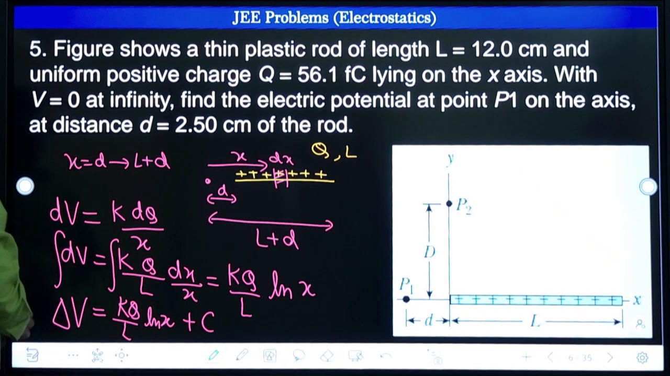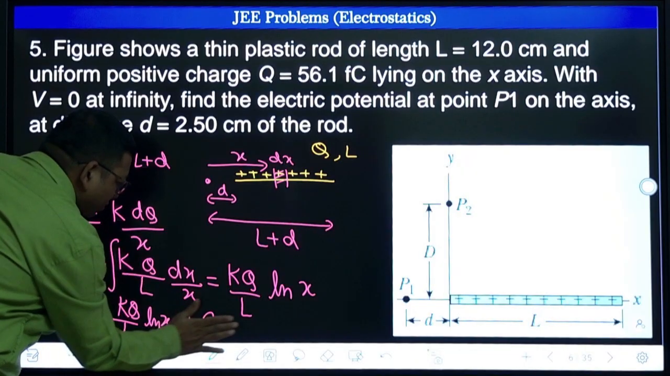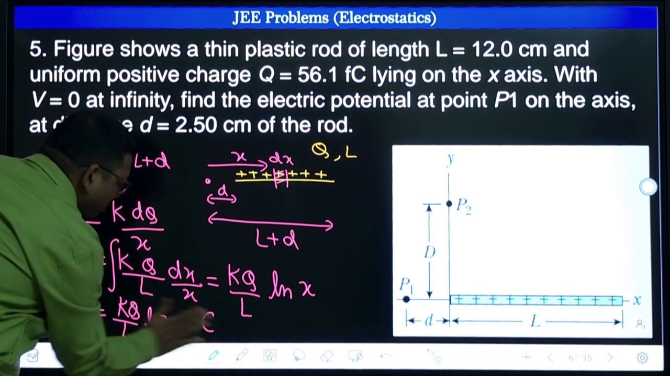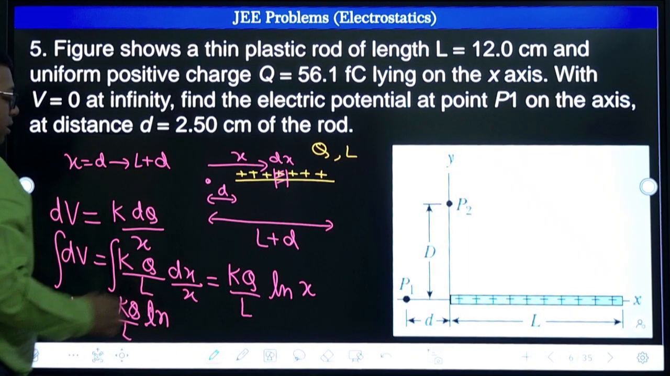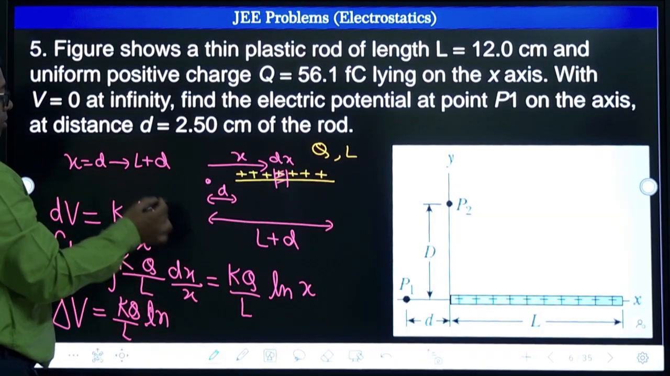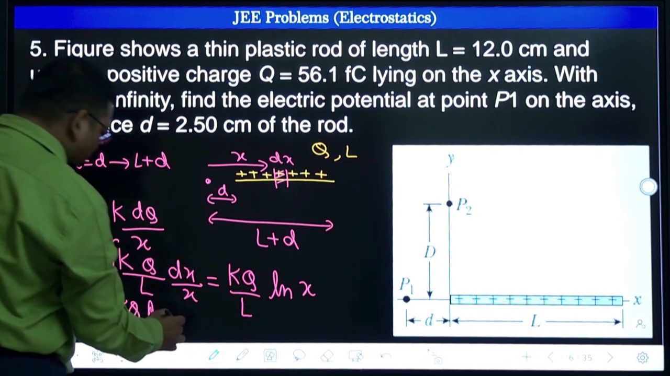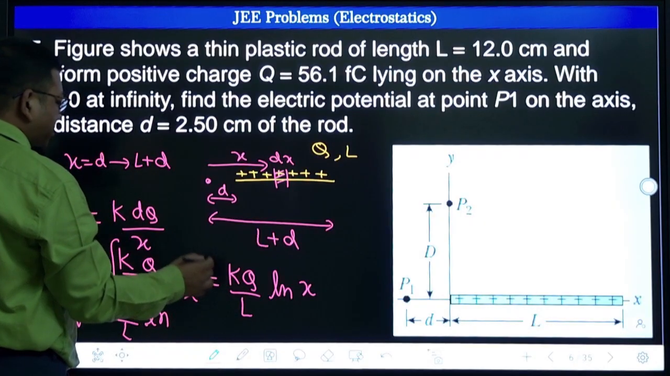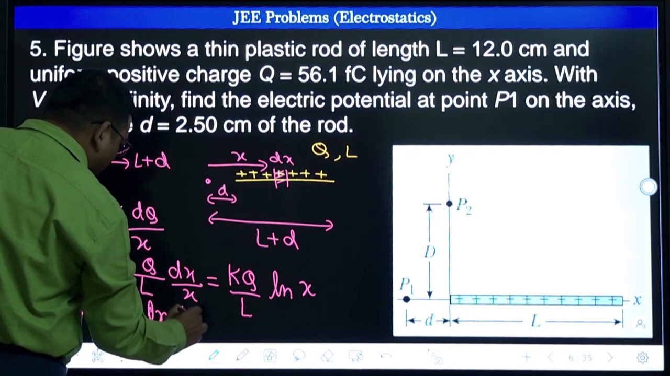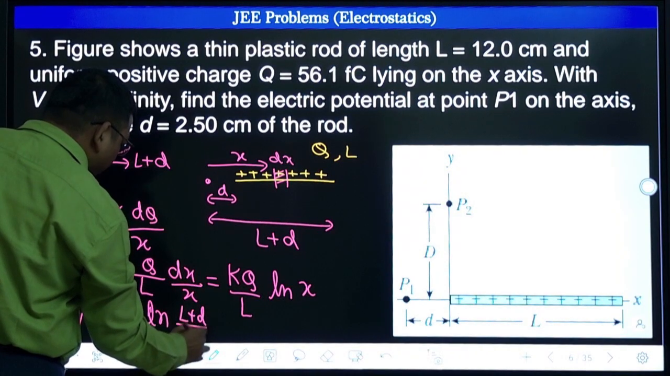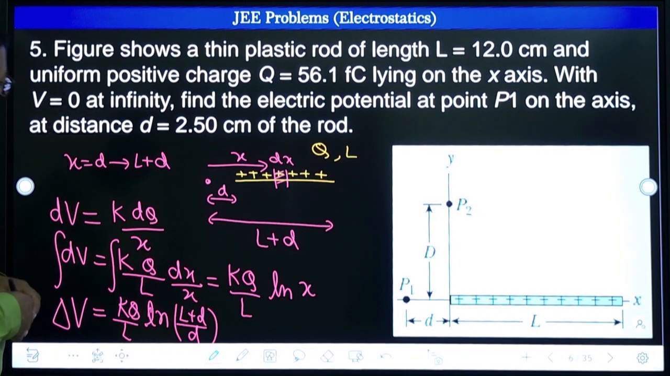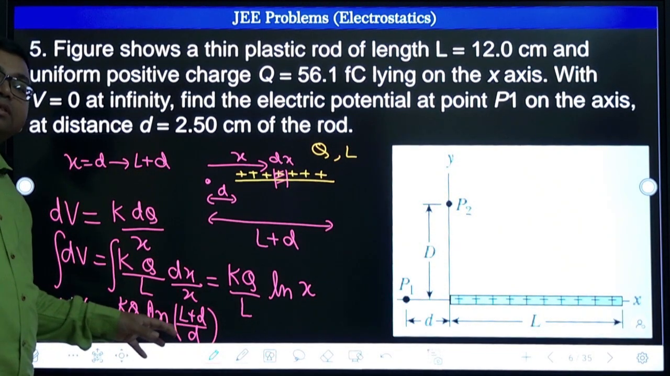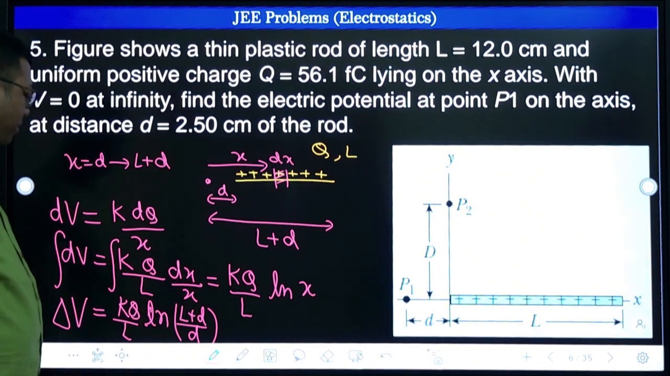Let us calculate the potential difference. If you take the potential difference, then you can now substitute the limits. The limit is going from d to L plus d, so the upper limit is L plus d, giving L plus d by d. This is the calculation. Now you need to substitute the values and you can calculate this, right?